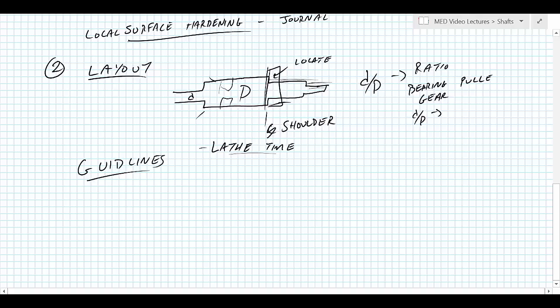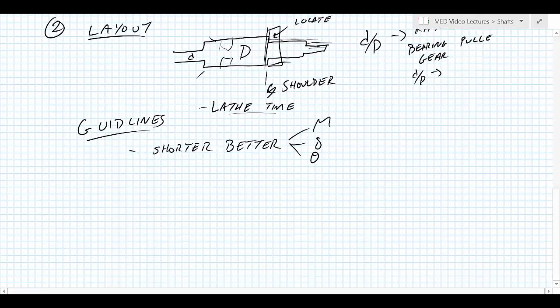So let's talk about some layout guidelines. So first of all, shorter is better for a lot of reasons. So the longer the shaft gets, the worse things happen. So we care about bending moments, right? Stress due to bending increases the bigger that bending moment is. So the longer the shaft, the more bending moments you're going to have, the further distance it's going to be traveled. As well as deflection and angle of twist are going to grow significantly more the longer the shaft is.